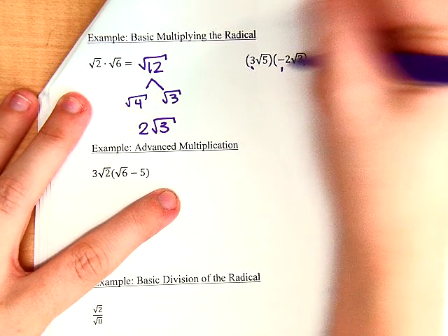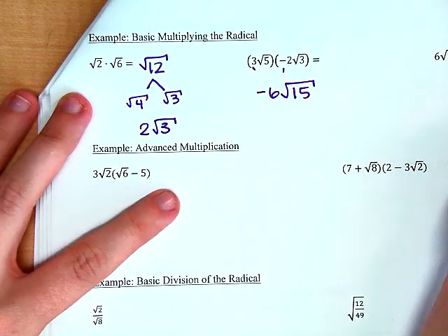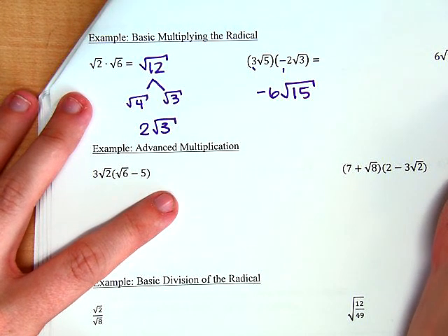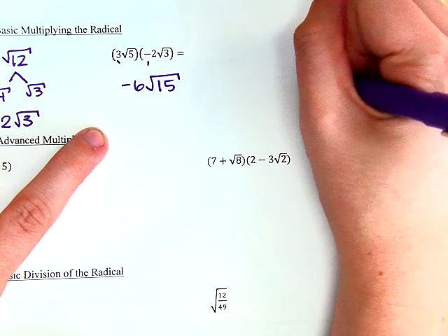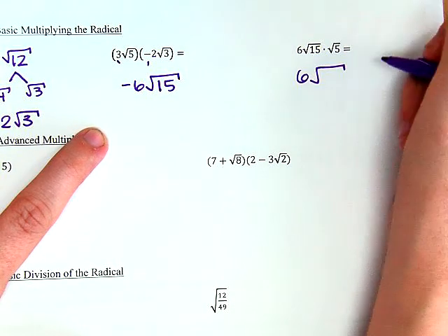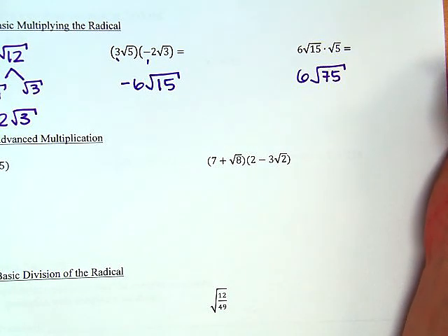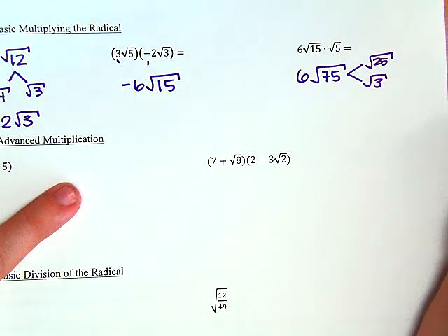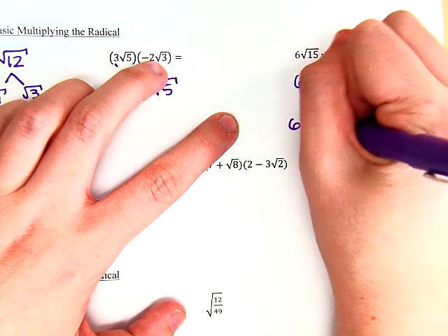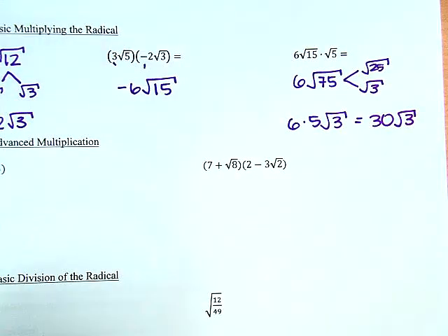Here we go, I'm going to multiply the numbers first. So I got negative 6. Square root 5 times 3 gives me 15. Can we take any perfect squares out of that? No. So you just leave it. 6 would stay on the outside. Square root of 15 times square root of 5 becomes square root of 75. Do we have any perfect squares that can come out of that? Looks like 25 could. So square root of 25 and square root of 3. So this becomes 6 times 5 square root of 3. So I got 30 square root of 3.